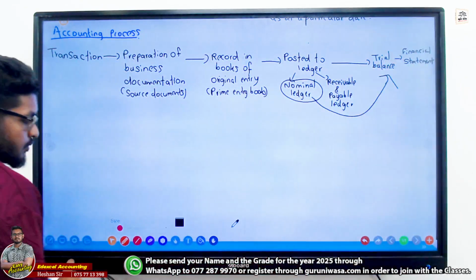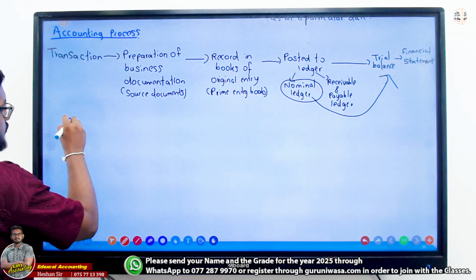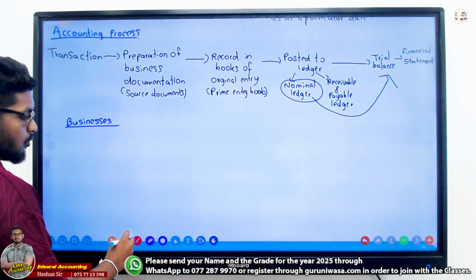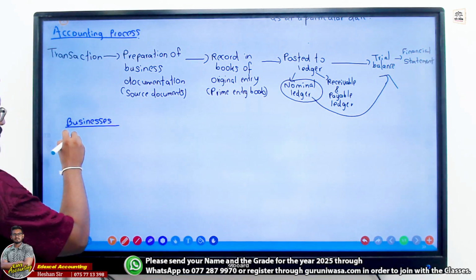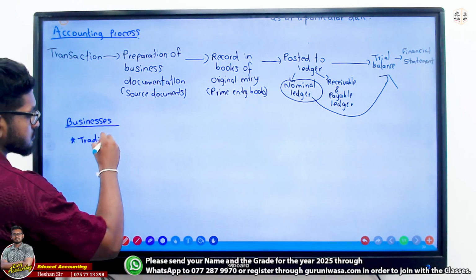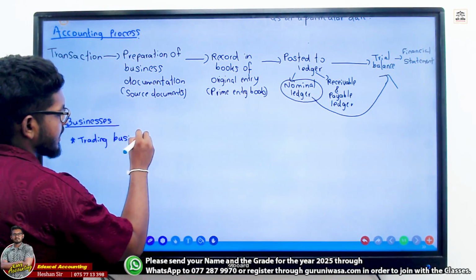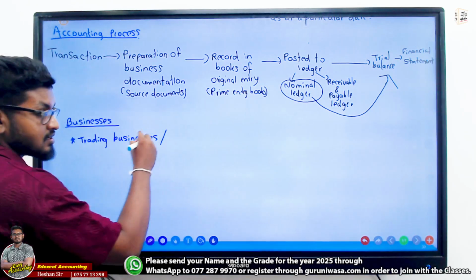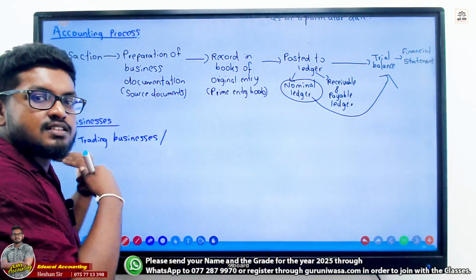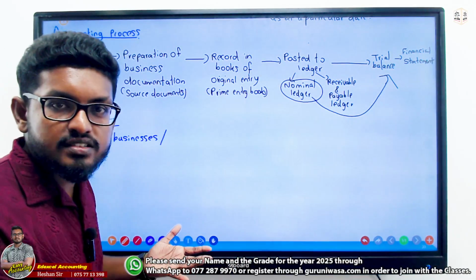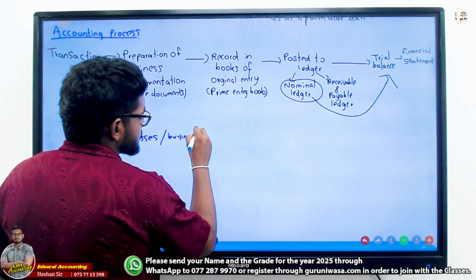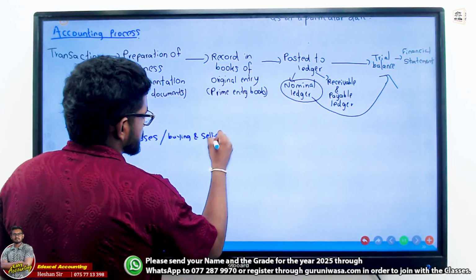Now, what I want to tell you, there are different kinds of businesses. You need to know. One category we can take is trading business. What is the term called trading business? It means a buying and selling business. Buying goods, adding a profit, selling goods. There is no manufacturing. So, buying and selling goods business.